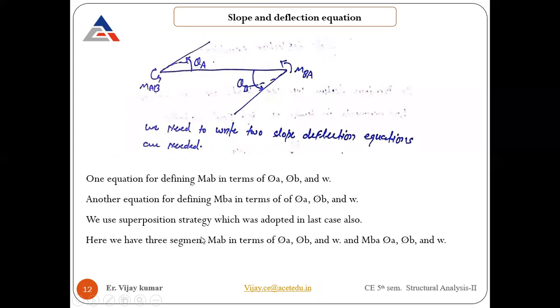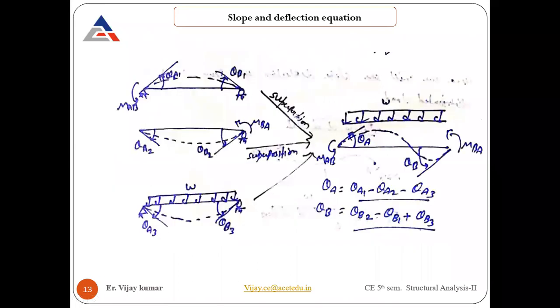So here there are three segments. One is due to this MAB, where we are going to set up a relation for theta A and theta B. Second is MBA. Third is due to the loading. There will also be theta 1 or theta 2. So vice versa, we are going to set up the relation here. Let's see what these are.